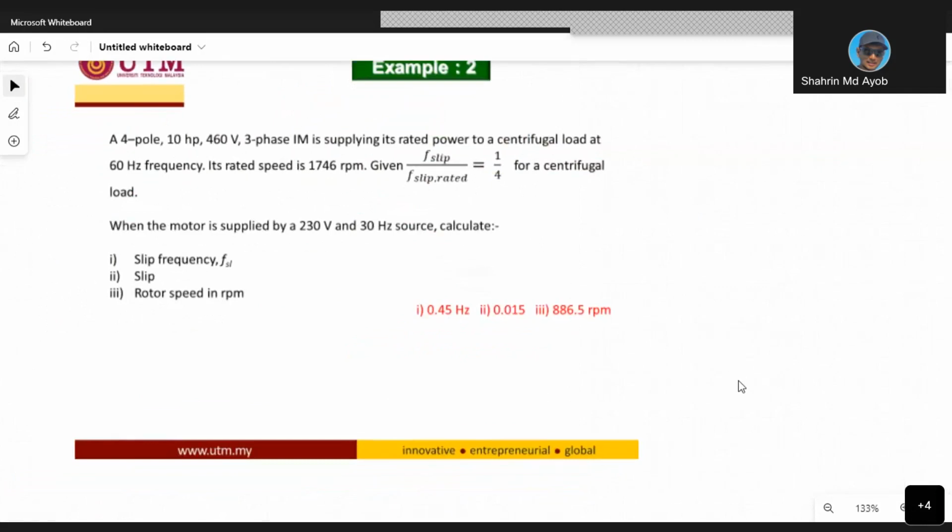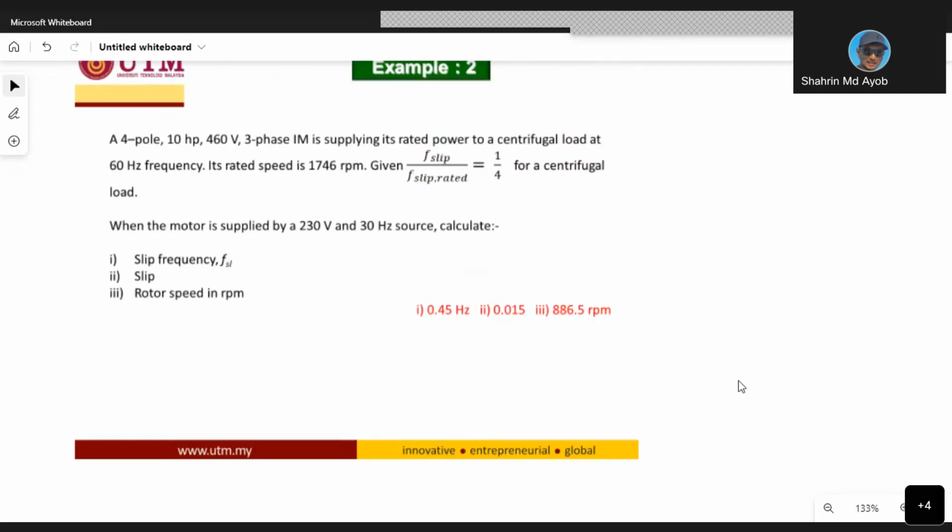So you need to begin with the synchronous speed. You need to calculate the synchronous speed. Ada 4. There's 4 parameters. Synchronous speed. Apa lagi? Slip speed. Frequency supply. Apa lagi? Motor speed. 4. Benda tu is actually interrelated. You need to know these 4 parameters.